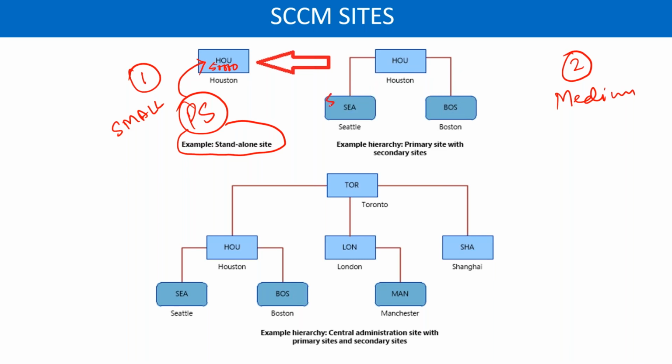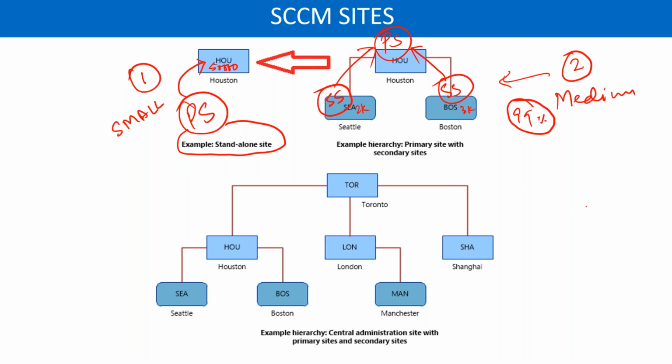So when you have devices in branch offices, for example, here you have 2,000 devices in Seattle, and here you have 3,000 devices in Boston, you need a secondary site in each branch office. The primary site will be in the headquarters, and this secondary will report back to primary. This kind of architecture is for medium-sized companies, and 99% of the time you will get this kind of architecture, because almost every company will have a headquarters and branch offices.